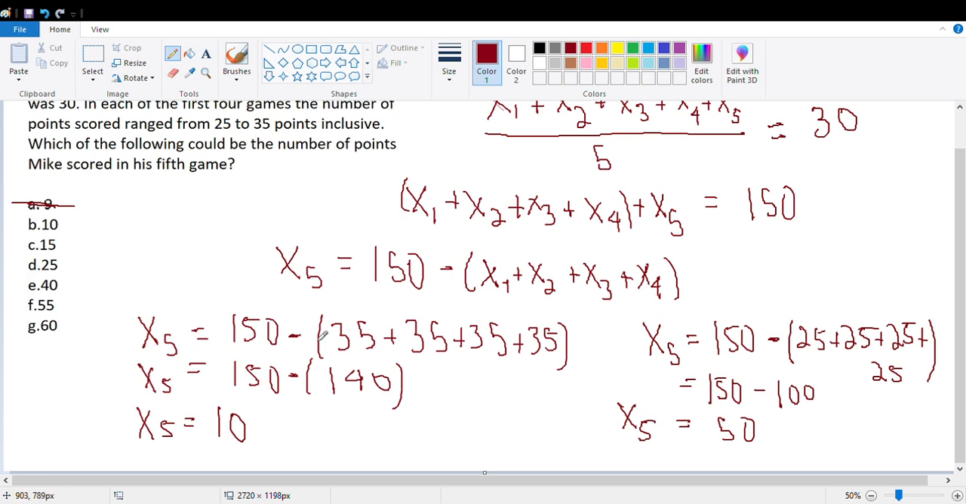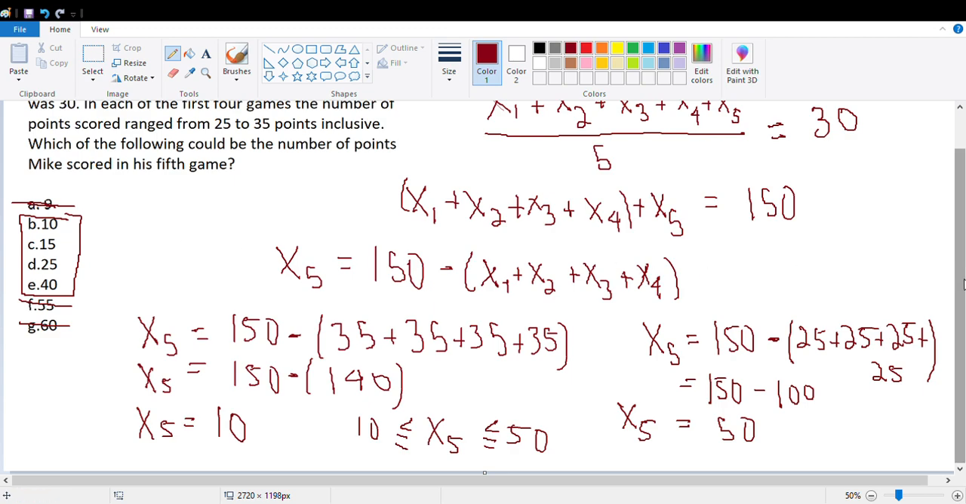So therefore we go to the answer choices and we see, look, it cannot be 60 because that's way more than the highest possible value that Mike could have scored in the fifth game. It cannot be 55 either. The only ones that satisfy the condition that x5 is greater than or equal to 10 and less than or equal to 50 are the answer choices from B to E. All of these fall in between these two restrictions. The smallest possible value that x5 could be is 10. The highest possible value it could be is 50. So our answer choices are B, C, D, and E.